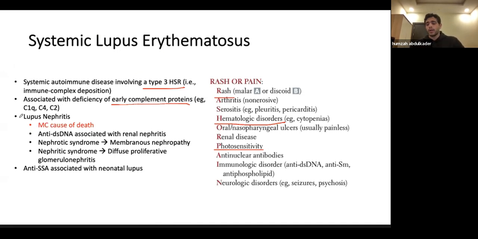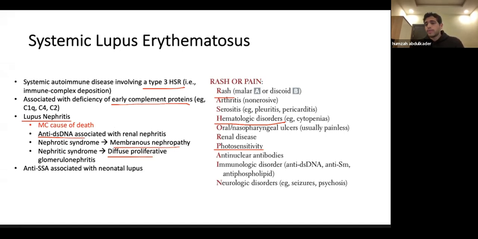Now, for lupus, it's important to know lupus nephritis. It is the most common cause of death. And in case it comes in your exam, anti-dsDNA is the one that's associated with renal nephritis. Nephrotic syndrome, nephritic syndrome, you're going to take that in renal, but I think what you should know is that it's associated with membranous nephropathy and diffuse proliferative glomerulonephritis. Also, anti-SSA is associated with neonatal lupus. I'll go over more of the different antibodies for the different diseases later.